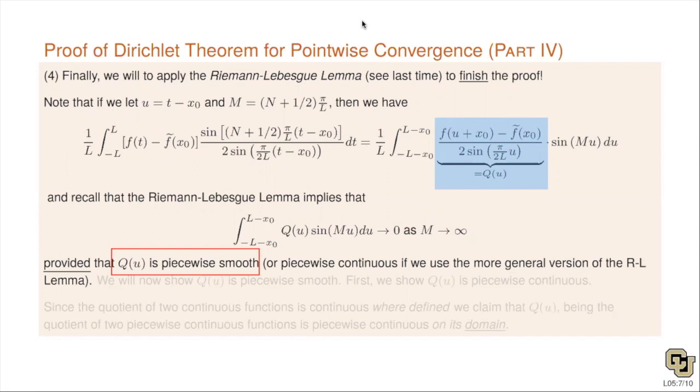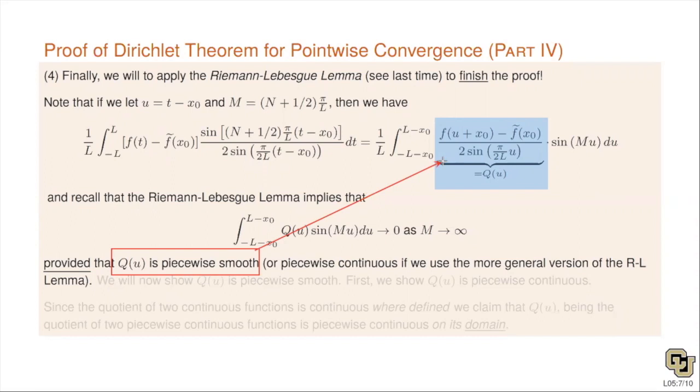So for piecewise smooth, now let's review very slowly. Piecewise smooth means the function Q of U is piecewise continuous with no infinite discontinuities, and its derivative is piecewise continuous with no infinite discontinuities. Looking at the function Q of U, it's a quotient function, a function with a numerator and denominator. So really the only part of this function that I'm worried about is when the denominator is 0.